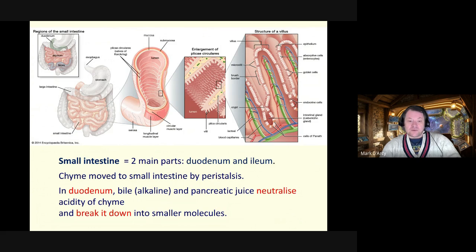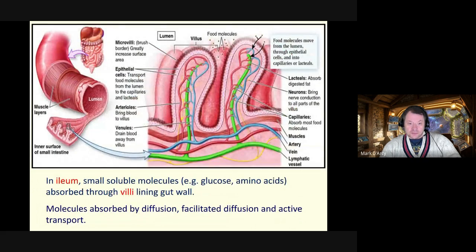and begins to break down food into smaller molecules. So the duodenum is basically where the pancreatic juice is secreted and where digestion begins. But really what's happening there is you're breaking down the larger macromolecules into monomers.